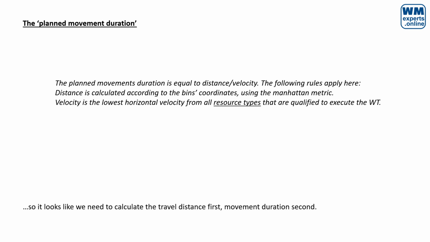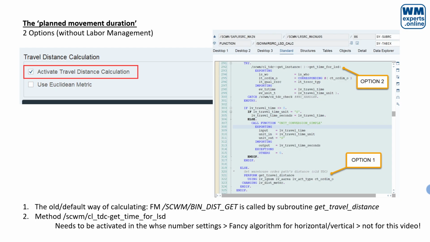So it looks like we need to calculate the distance first, and I can tell you already that it will only work if you assign coordinates to the bins, and the movement duration second. And for the movement duration, we take the velocity of the slowest resource type. But let us look into the details. And again, we will ignore the options with labor management. There are some more. We will just look at the two options that we have without using labor management.